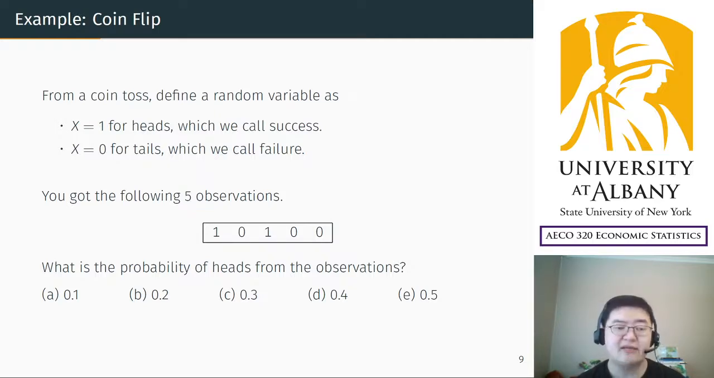And now suppose that you have data of these 5 numbers. There are 5 numbers: 1, 0, 1, 0, 0. Or you may read it as head, tail, head, tail, tail. When you toss 5 coins, this is what you get. And from this, what is the probability of heads from those observations? It's simple. Just take a moment to try this question, and I will turn the page.